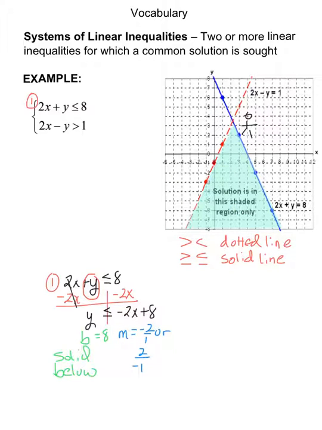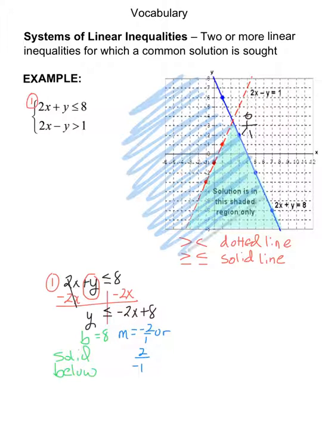So I'm going to show you the actual full shading. So the full shading would be all the way down here. Okay, so then let's look at the red line. So I'm going to actually change this to blue, and then I'll do this one as your red line.